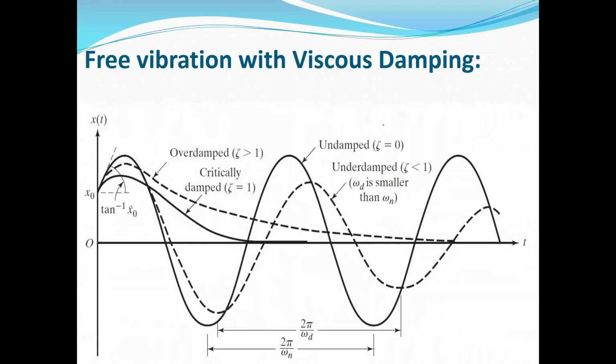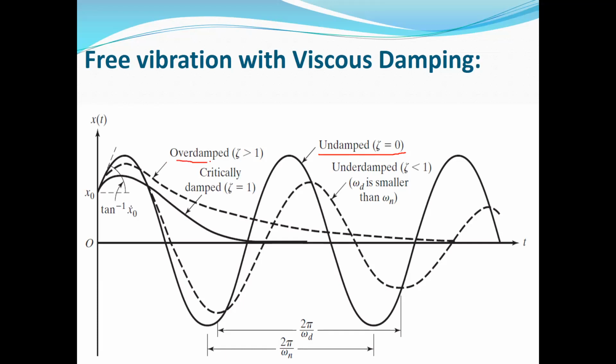Finally, this is the general form of the response. If you plot the response for the previous systems, the overdamped, critically damped, and underdamped systems, you can see here this is the undamped system when psi is equal to 0. In the previous section, when there is no damping in your system, this is the response. As you can see, the amplitude of the response remains constant.